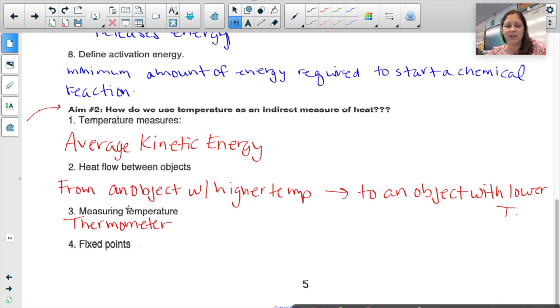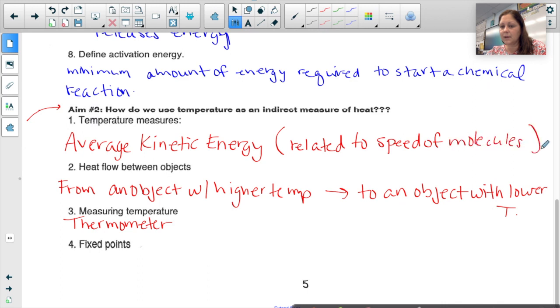Now, this average kinetic energy is sort of related to the speed of molecules, but their speed is based on not just temperature, it's also based on other factors as well. So it's related to speed, but it's not just about the speed.